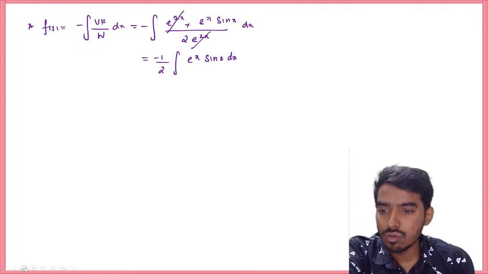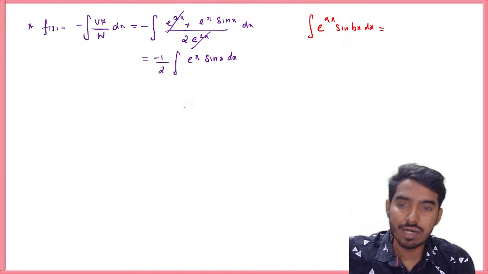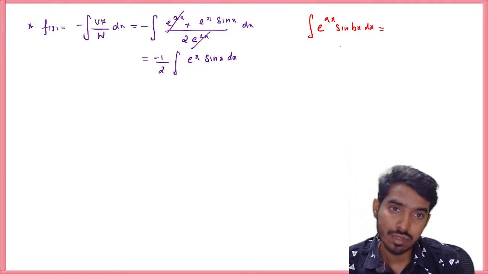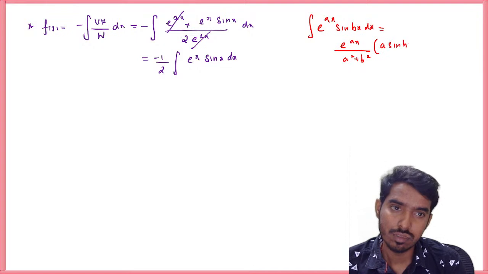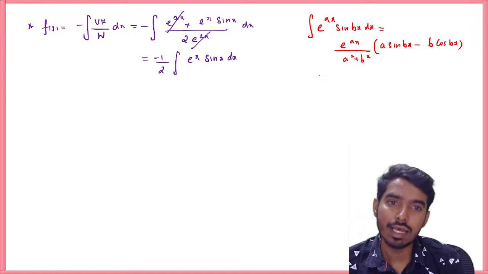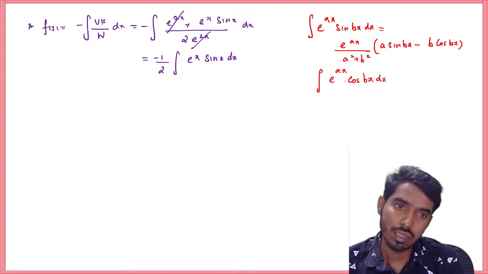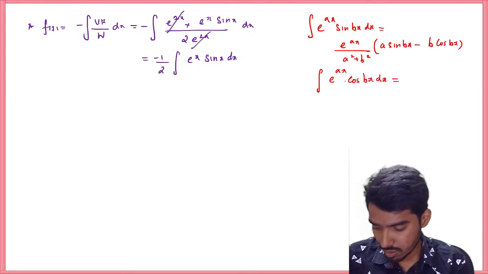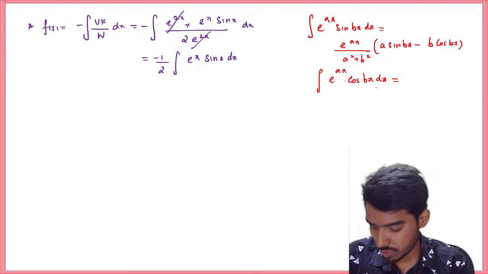So you know this is a standard formula, right? Integration of e power ax sin bx. What is the formula for this? It is e power ax by a square plus b square, into a sin bx minus b cos bx. This is a standard formula. And also integration of e power ax cos bx. So what is this formula? This formula is e power ax by a square plus b square.